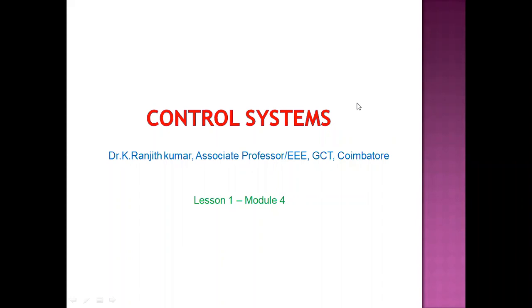Welcome students. Today we are going to discuss signal flow graph in control systems. In the previous module, we discussed block diagram reduction techniques for solving block diagrams to find the overall transfer function of the system. This is another method to find the overall transfer function of a system.